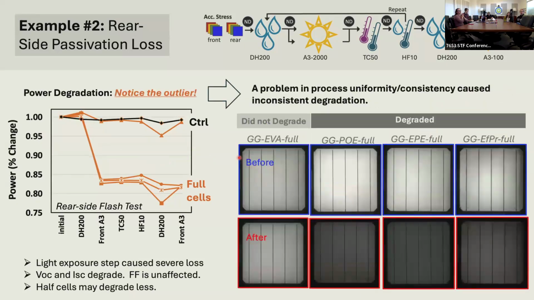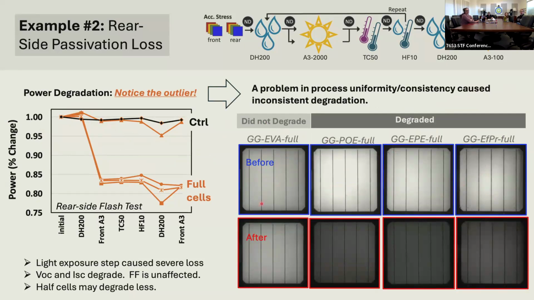So to dig into this a little more, I can plot the data a slightly different way. If I took out just the half cell constructions, you can see here we have an outlier. And so that's interesting. Why is this an outlier? If we go over to our PL images, we see that the samples that do eventually degrade start with a slightly higher PL intensity compared to the sample that eventually does not degrade.